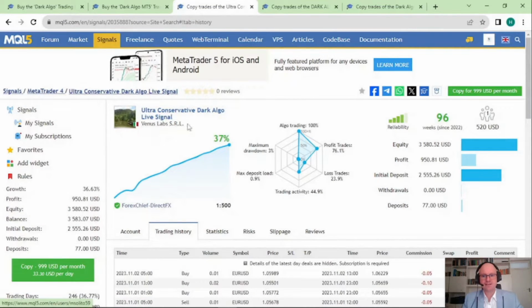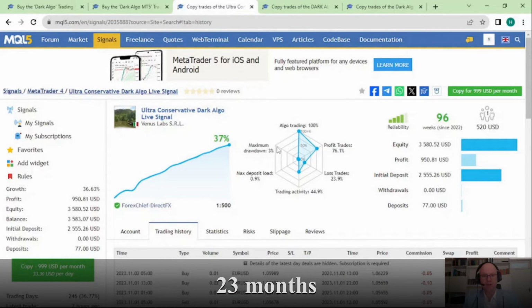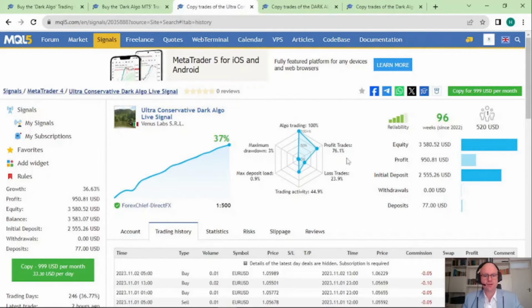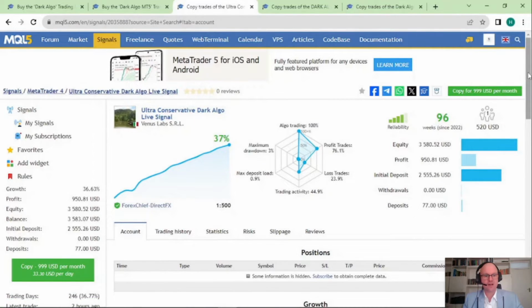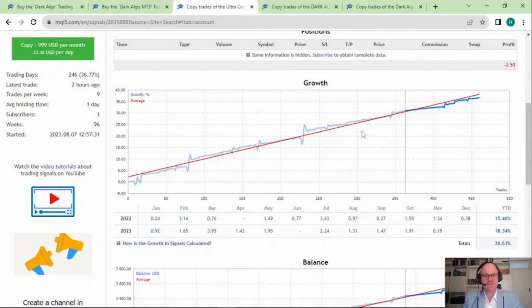Now, one of the signals that I found that's created by the Venus Lab authors has been running for approximately the last 24 months and has already generated a 37% return with a maximum drawdown of only 3%. The profitable trades were 76.1% over the last 96 weeks, and it was able to generate a profit of $950.81 on the initial deposit of $2,500.